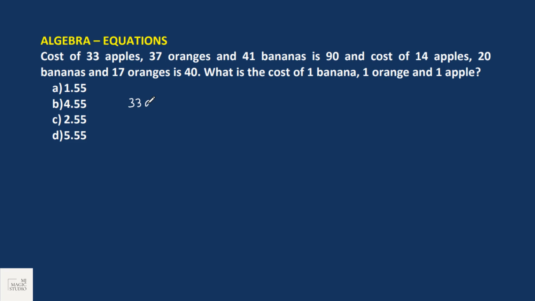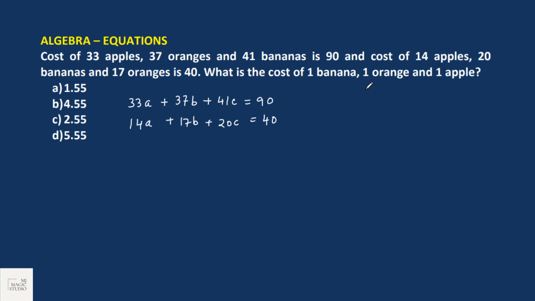Cost of 33 apples plus 37 oranges plus 41 bananas is 90. And cost of 14 apples and 20 bananas, okay, bananas, here I need to write, 20 bananas and 17 oranges is 40.